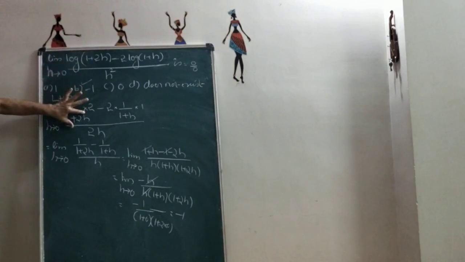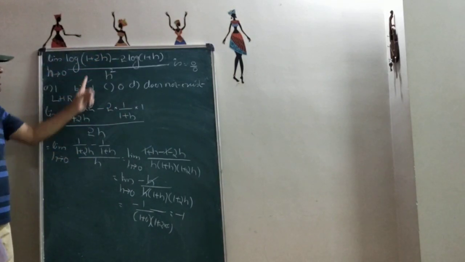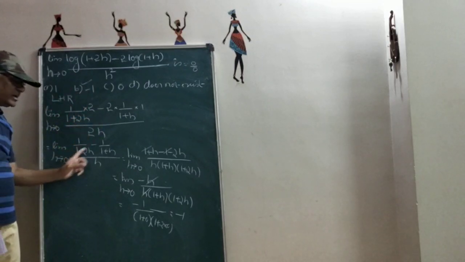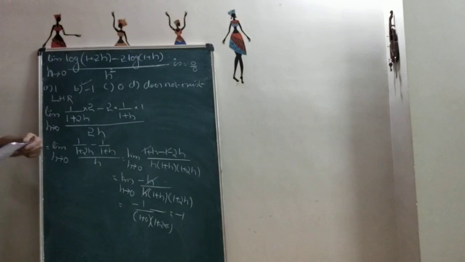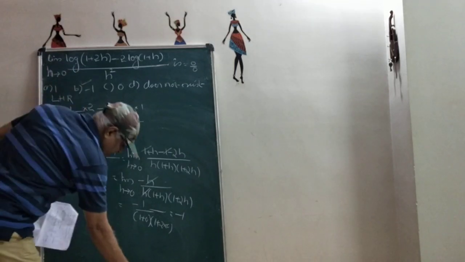Understood? First you have differentiated, second differentiation, and derivative of h square is 2h, 2 is common, cancel it, and afterwards just simplify the term and cancel h. After cancelling h, the indeterminate form is eliminated, then you can substitute the limit.